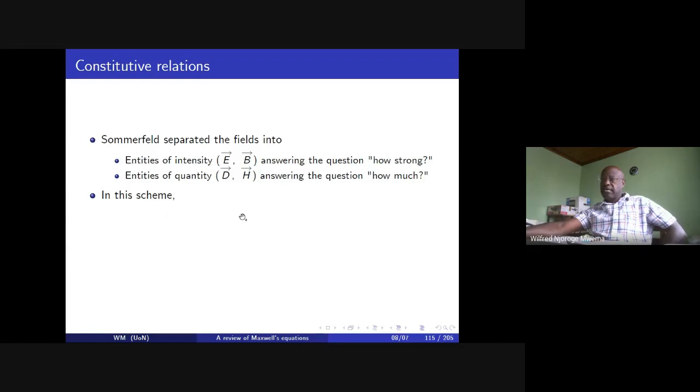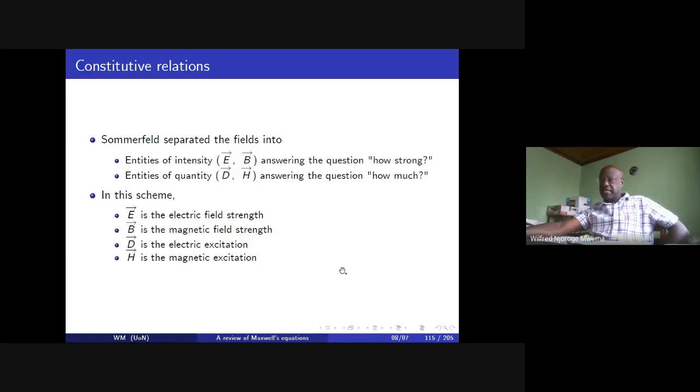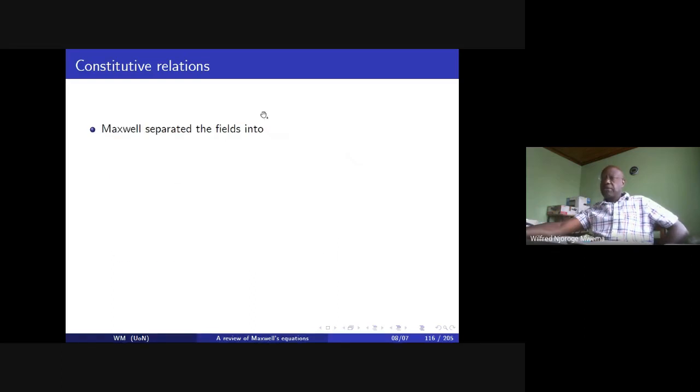So in this scheme, E is therefore defined as electric field strength, B is magnetic field strength, D is the electric excitation, and H is the magnetic excitation. Maxwell, on the other hand, separated this into a set E and H that appear within the line integrals that yield quantities related to work.